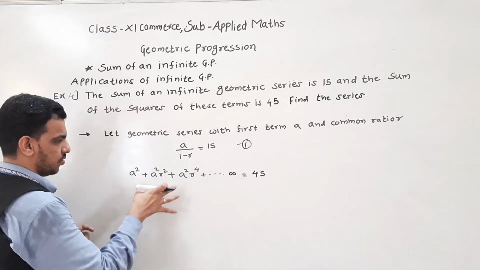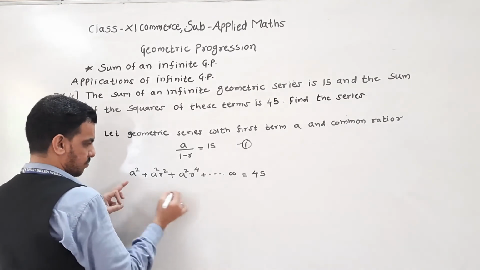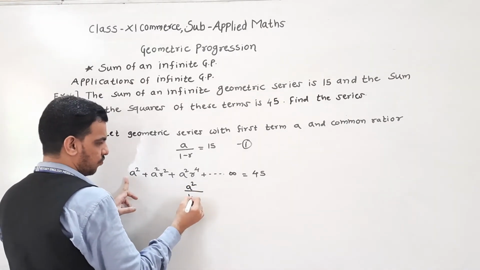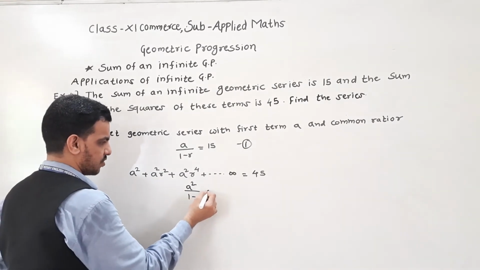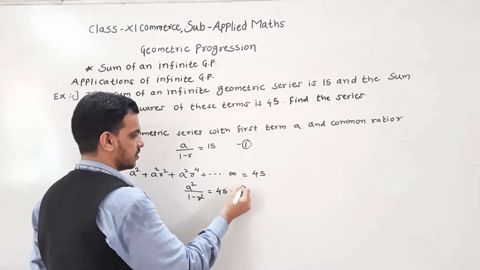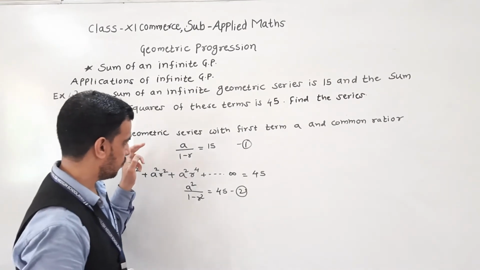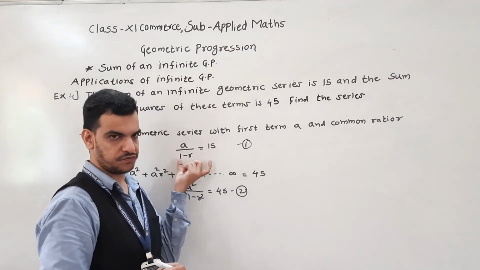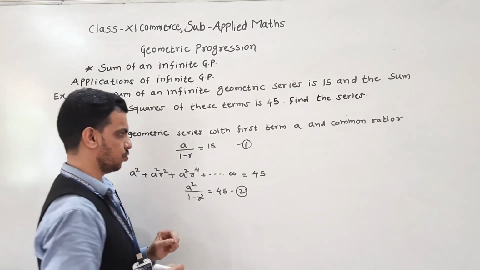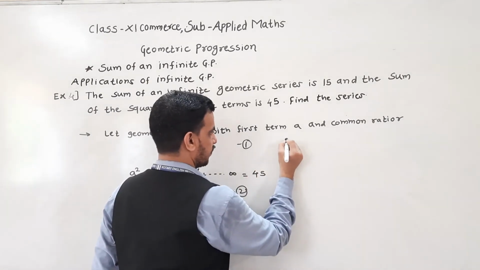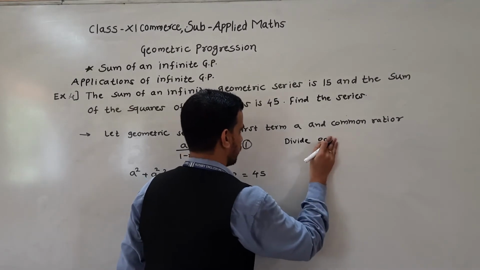Okay, so here we have to use the formula A upon 1 minus R, that is, the first term is A square upon 1 minus R, here R square, so 1 minus R square is equal to 45. This is equation 2. Okay, now we have to square equation 1 and divide by equation 2. Okay, so divide the square of equation 1 by equation 2.